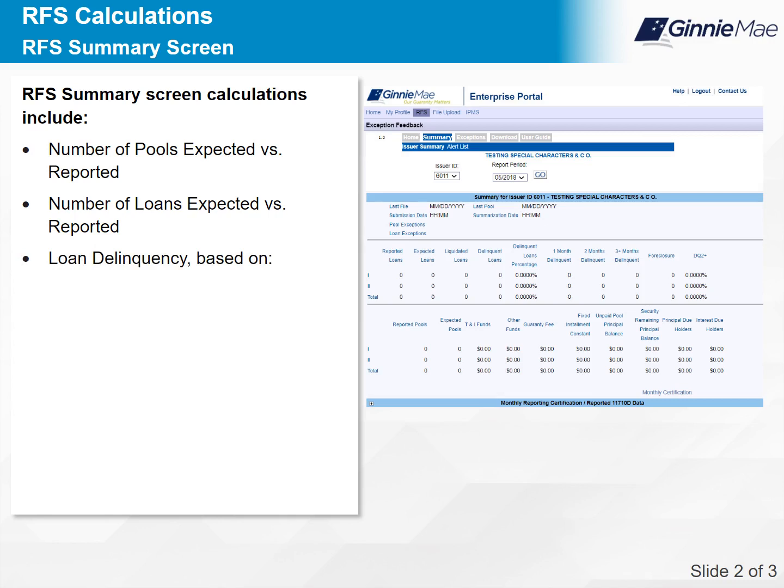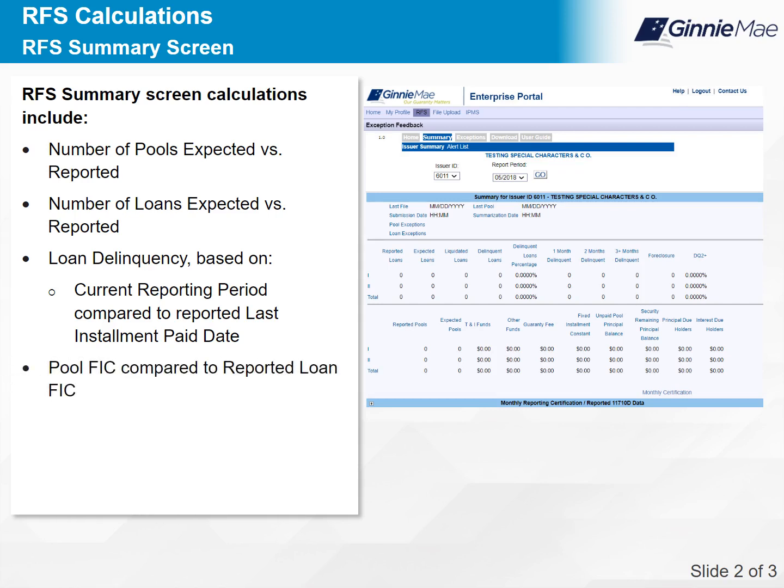Another calculation is on the loan delinquency based on the current reporting period, that is, header record field 3, compared to reported last installment paid date, that is, loan record field 12. RFS will compare the pool FIC to the reported loan FIC. Finally, it will examine the principal and interest collected as summarized in the loan level in 11710-A. Select Next to continue.